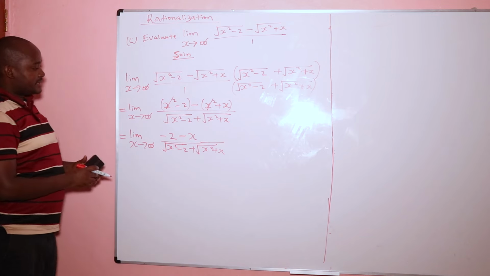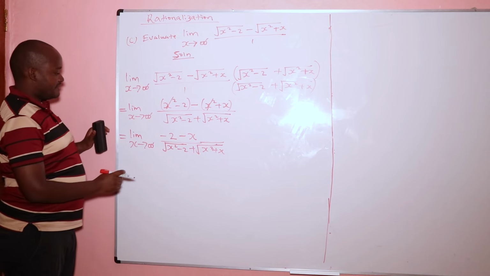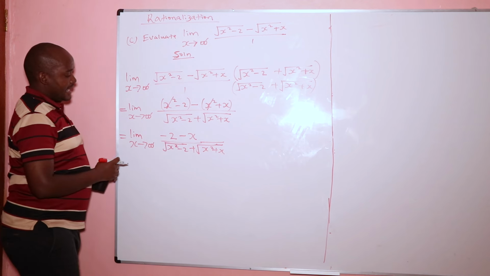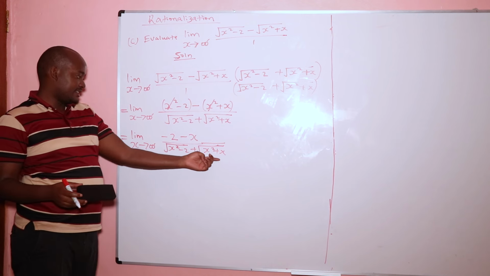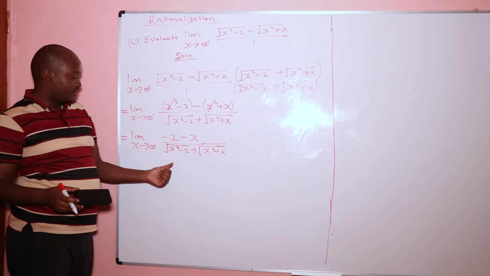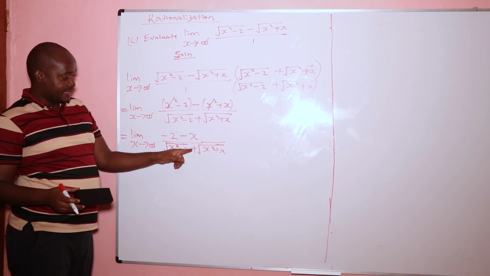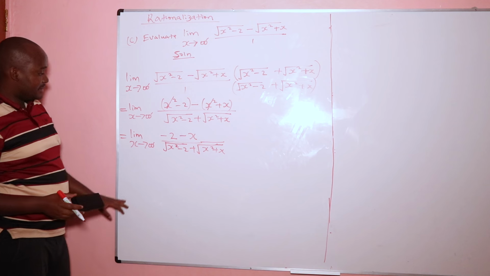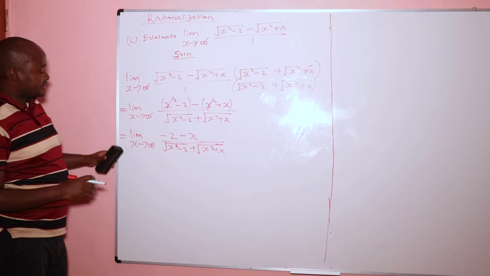Now the question is, what happens at limits at infinity? We divide both the numerator and the denominator by the highest power of x in the denominator. When you look at the denominator, the highest power is not 2. It is 1, because this 2 is affected by this square root, just like the previous case. So we have to divide both the numerator and the denominator by x.